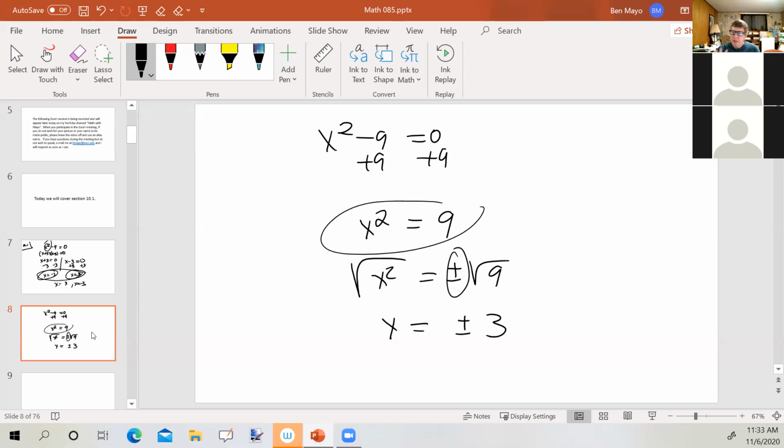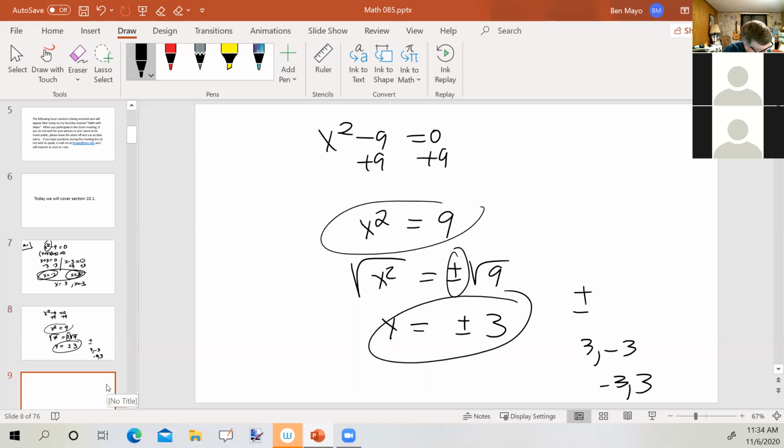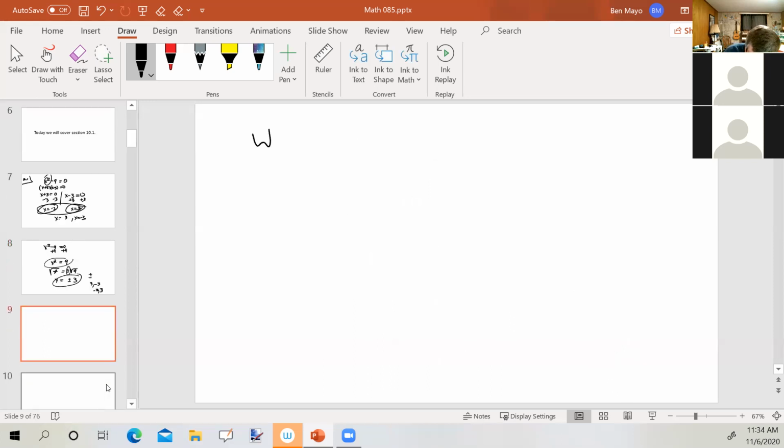In the regular classroom, you could write it like this. WebAssign does not accept this plus or minus symbol. It will tell you to write the separate solutions separated by a comma. So you'd write 3, -3 or -3, 3. You wouldn't write it as a plus or minus package. It doesn't have that available, at least not that I've been able to find.